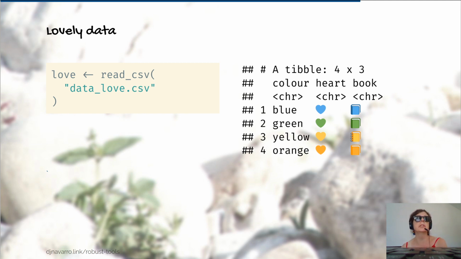And what you can see is that this is a data set that shows you 8 different emojis. So there are 4 colors: blue, green, orange, and yellow. And there are 2 types of emoji: heart and book. And so it's just printing these emojis in a nice little 4x3 table.